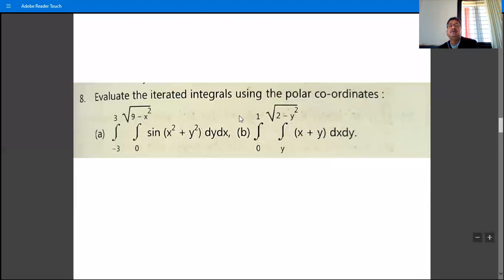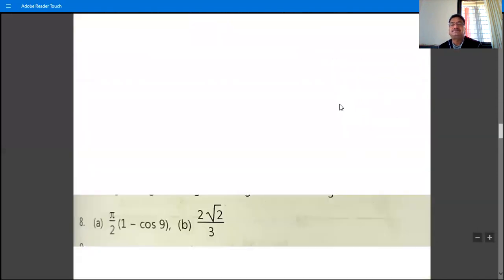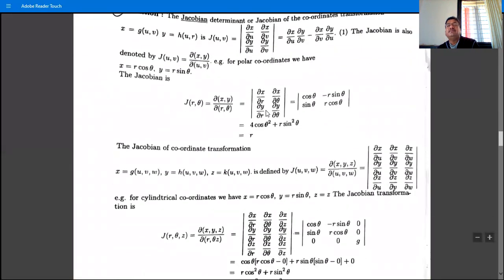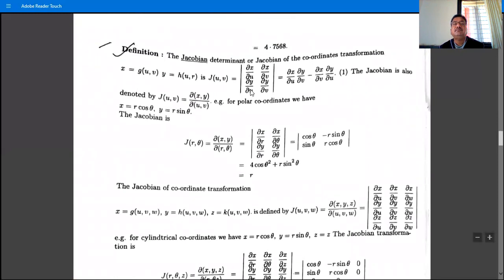So this is the problem for homework. Using polar coordinates, solve this problem. Answers are given. We will see more problems of changing of variables in the next lecture.